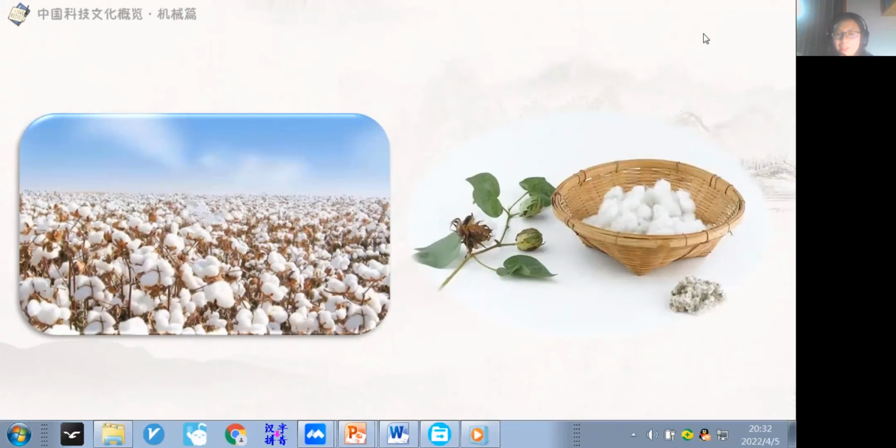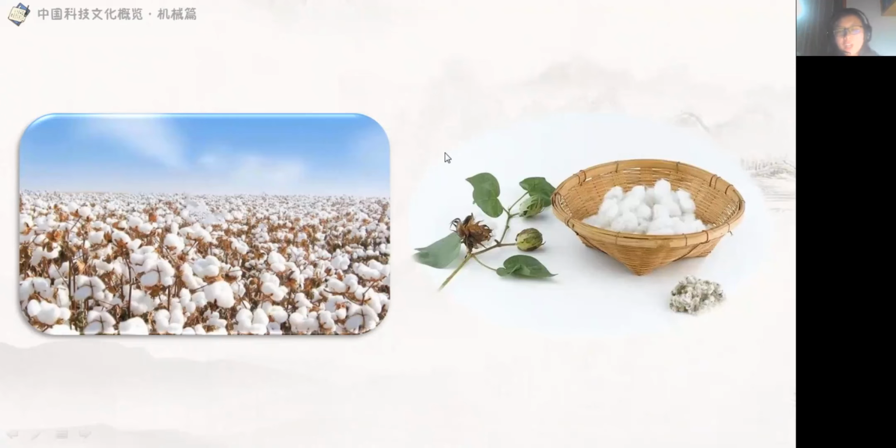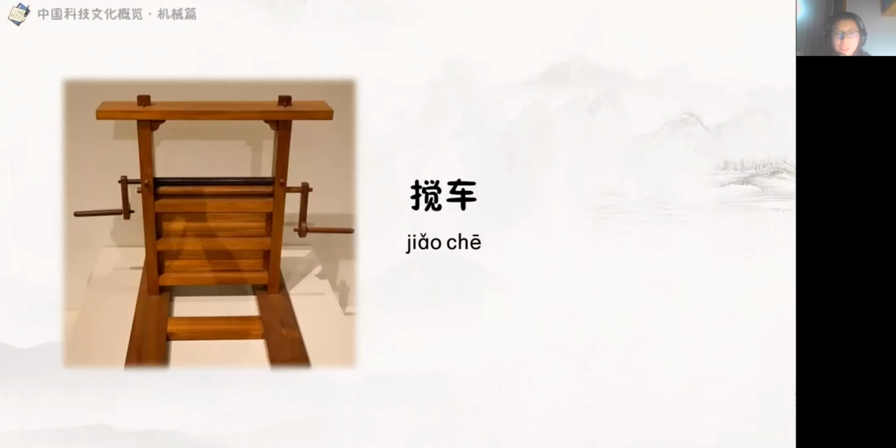Maybe you said I use my hand to get the seeds out from the cotton, right? Do you have any other clever ways? Anyone want to share your ideas? Usually in my country, people use hand. Usually use hand, right? Okay. So let's see. In ancient China, besides using hand, what other tools can help us improve the efficiency?